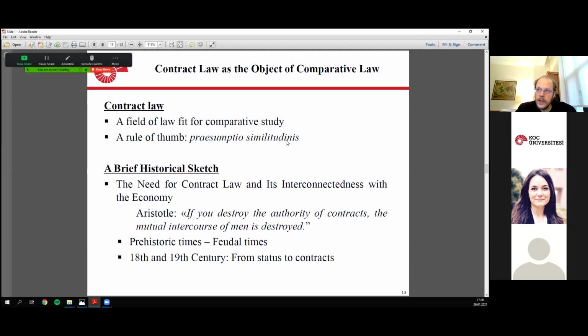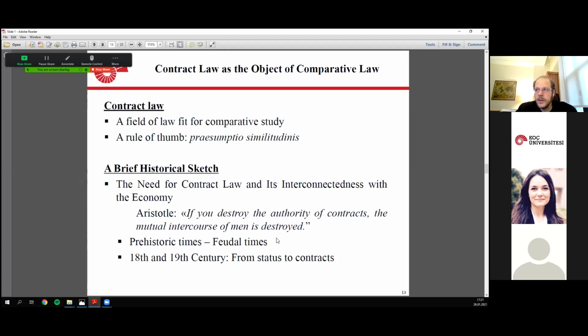So I will also give you a brief historical sketch of how contract law developed. Then I will go into the different legal traditions as well. He says, if you destroy the authority of contracts, the mutual intercourse of men is destroyed. So living in a society means that we have to be in contractual relationships with almost everyone around us. But this was not always the case. For example, if you look back in time, in prehistoric times or feudal times, you did not have that many contractual relationships.